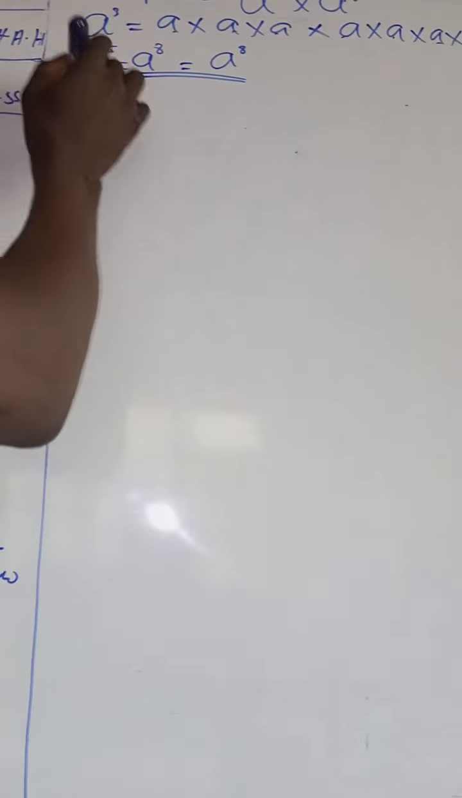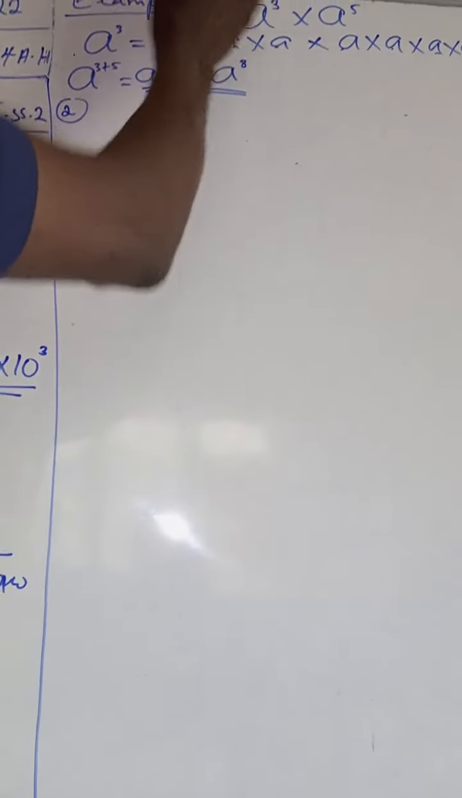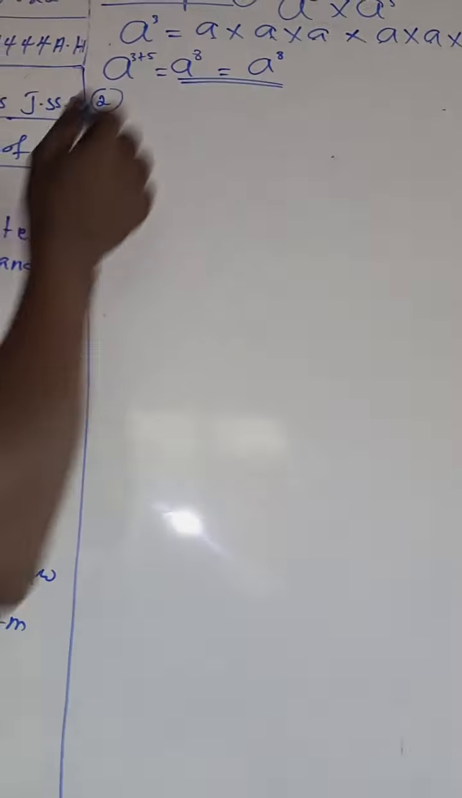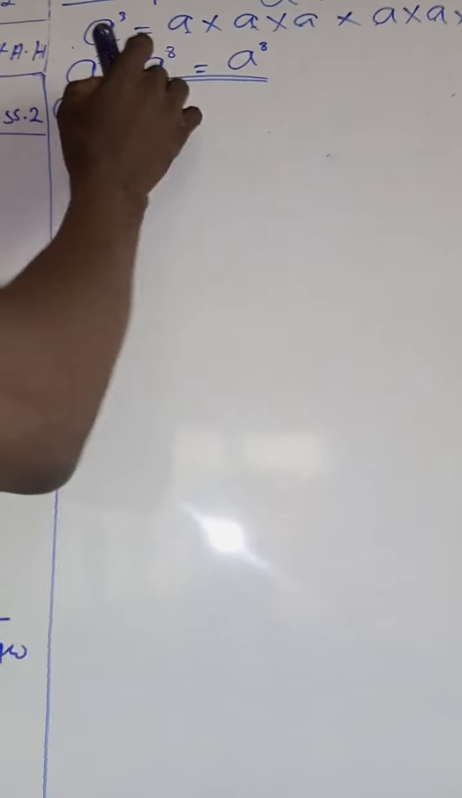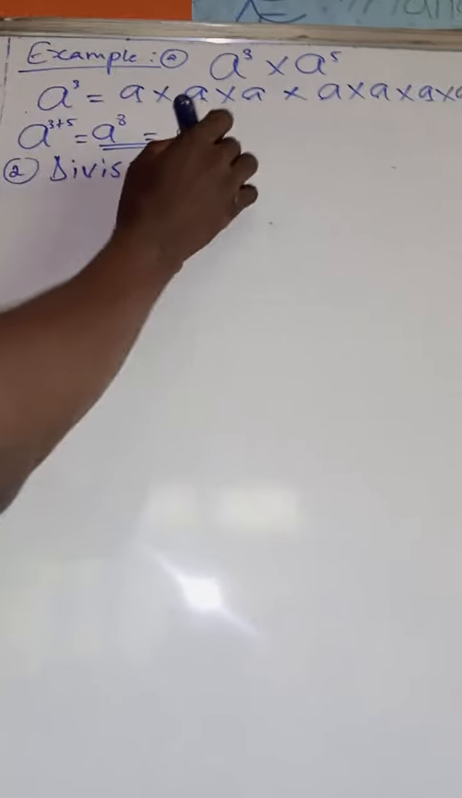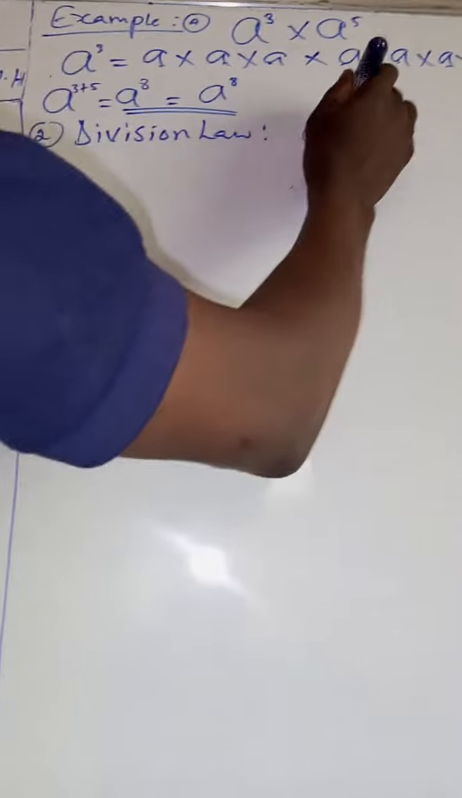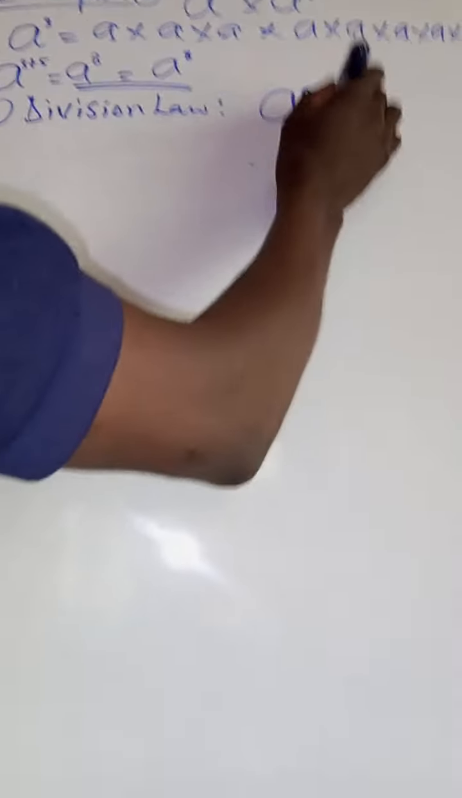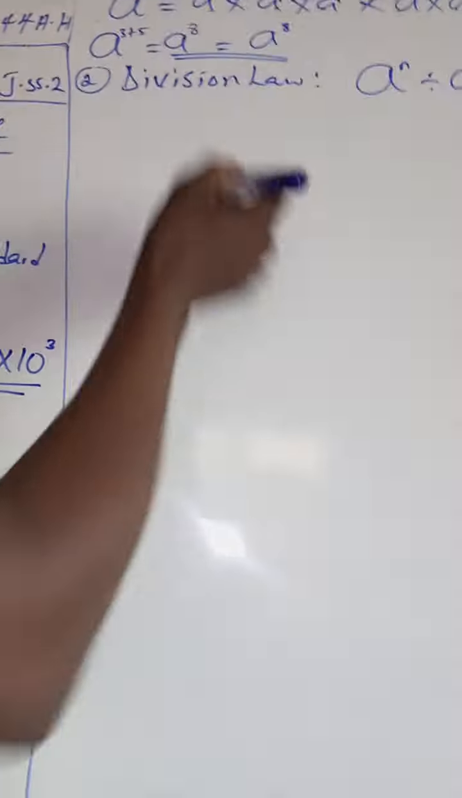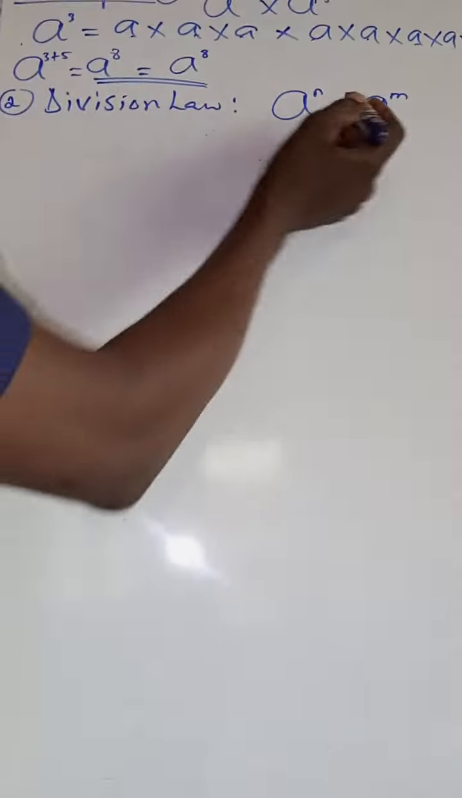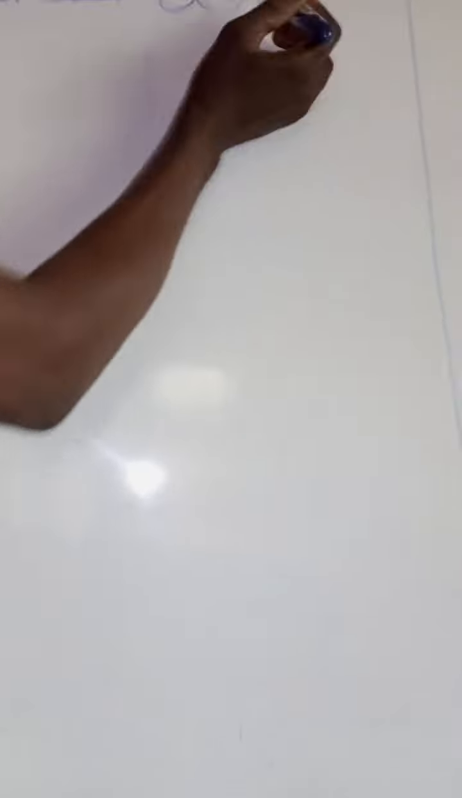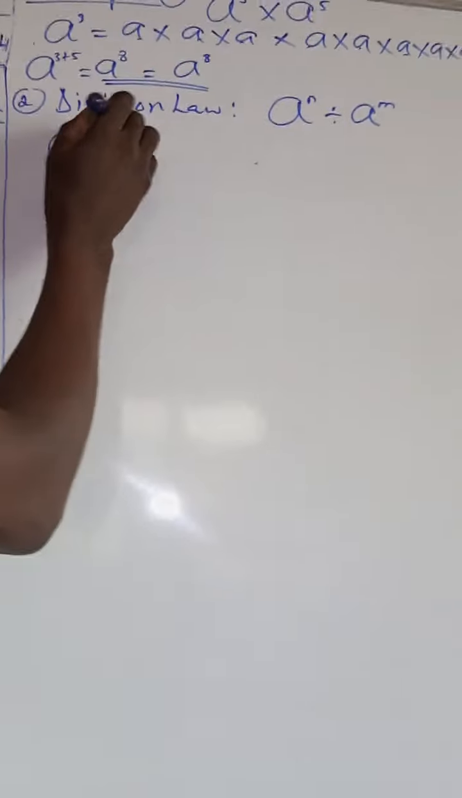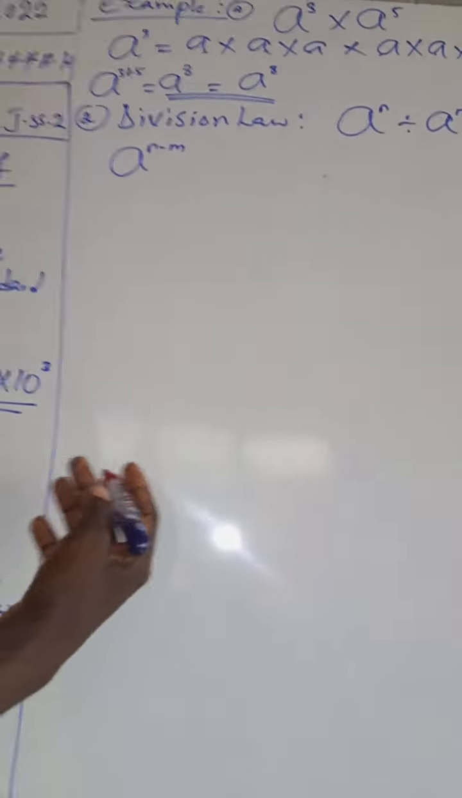So let's go to law 2, the second law. We call that one the division law. They call it all sorts of names, but just get the concept. A variable raised to a power divided by the same variable raised to another power: what we do is subtract the powers. So this will be a raised to power m minus n. And of course, let's just see how it goes here.